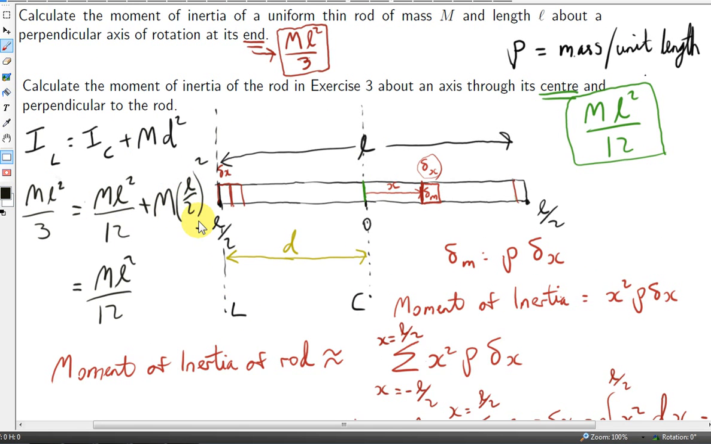Now this term here is going to be m l squared over 4, and if we multiply above and below by 3, that's 3 m l squared over 12. So 3 over 12 is the same as a quarter, and if we add these two together, you see we get 4 m l squared over 12, and that's just m l squared over 3, same as this here. So this does check out.